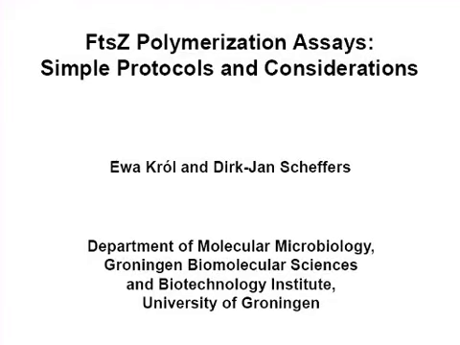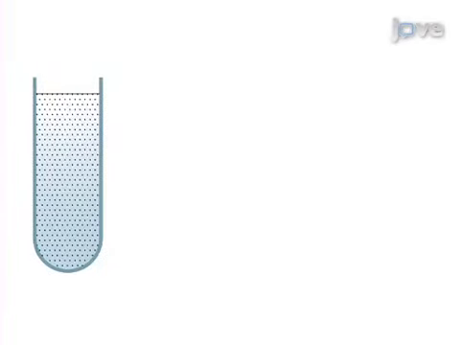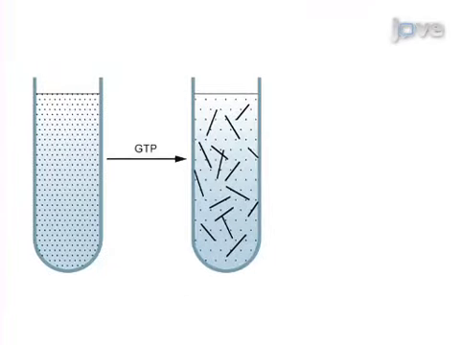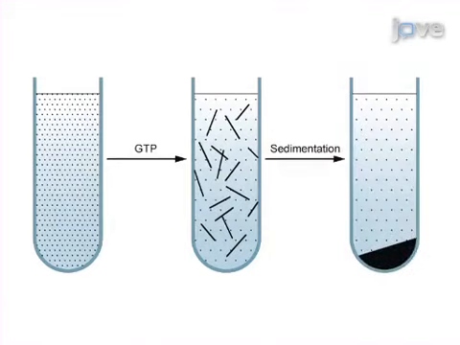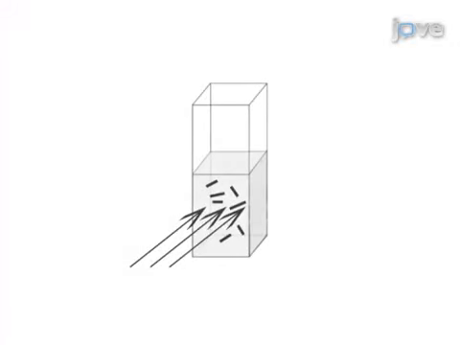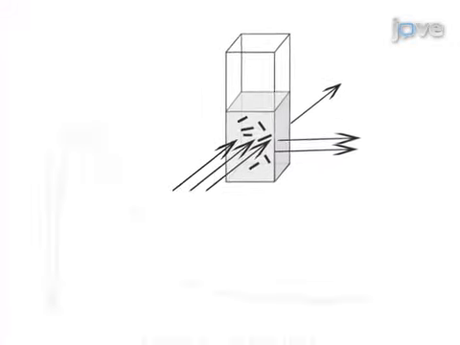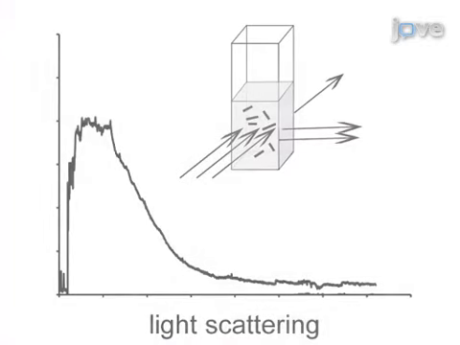The overall goal of the following experiment is to determine suitable conditions to study FtsZ polymerization and activity using simple assays and equipment. This is achieved by performing FtsZ polymer sedimentation assays under various conditions to find suitable conditions at which FtsZ polymerizes. As a second step, we perform light scattering assays to study FtsZ polymerization in real time.